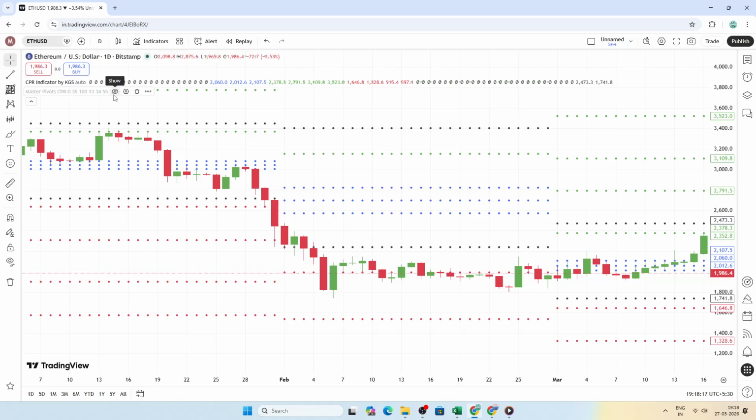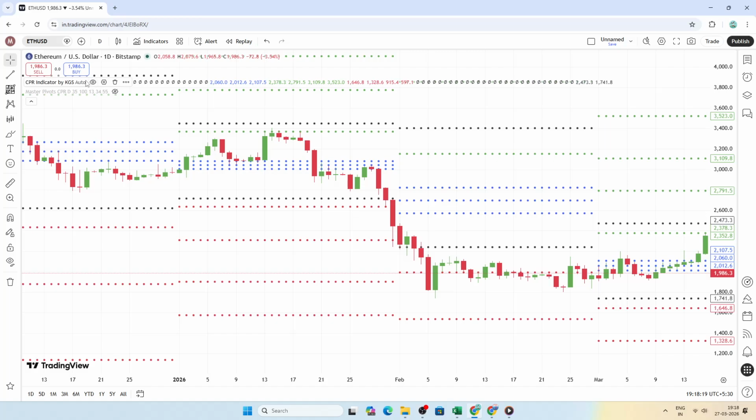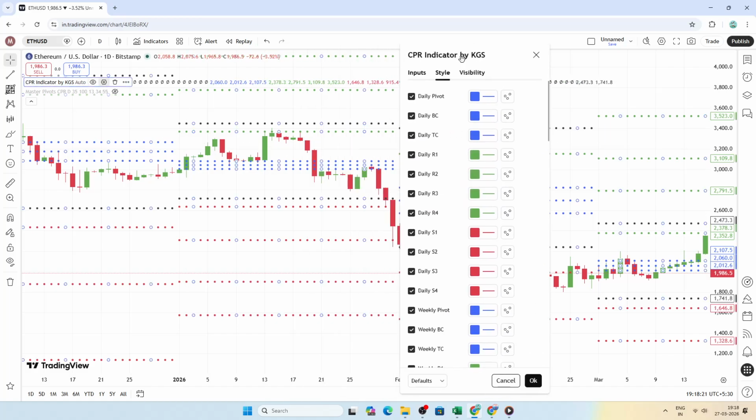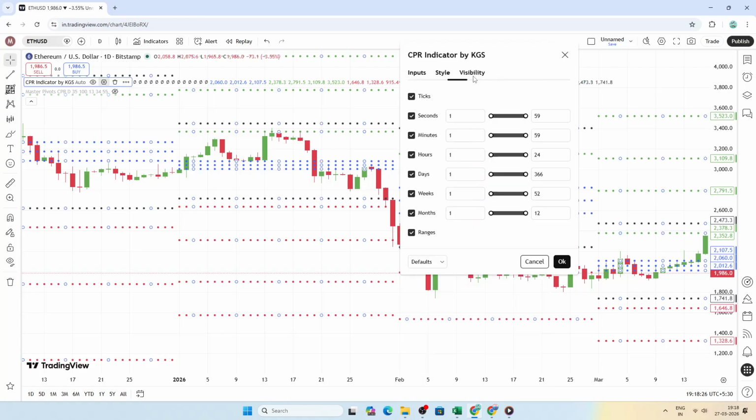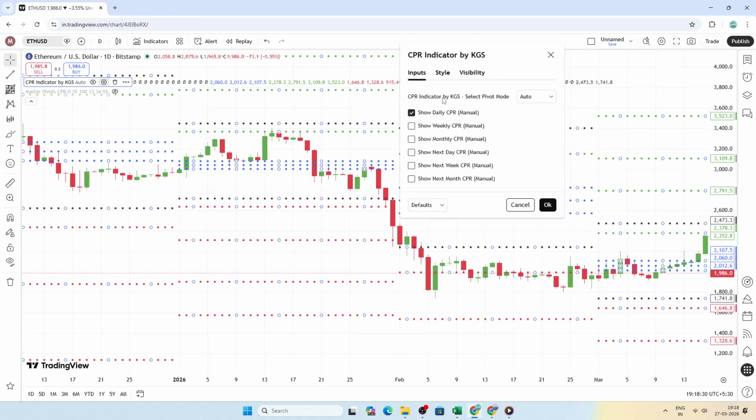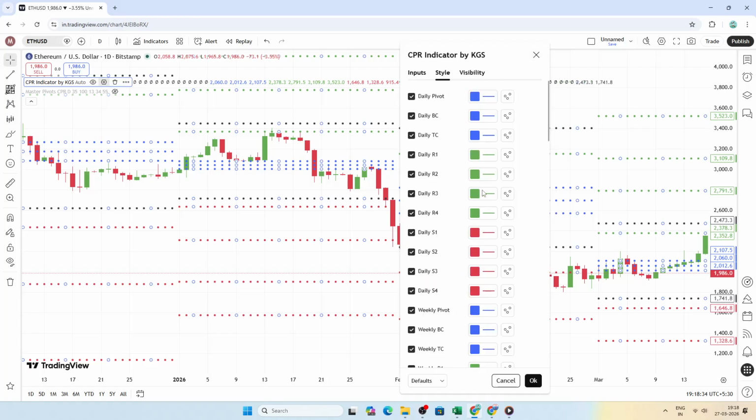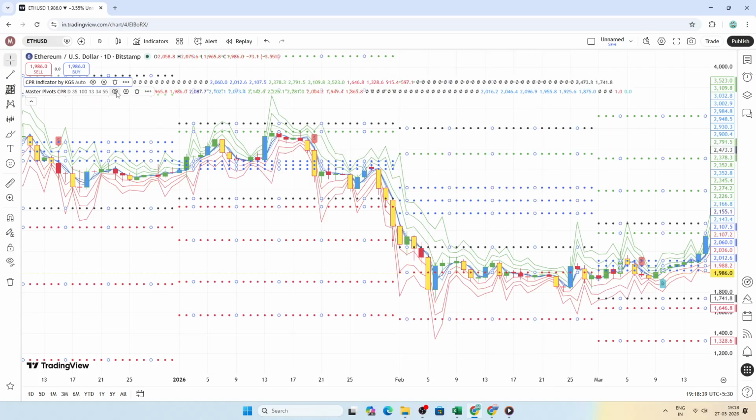After adding it, open the indicator settings to fine-tune the display. Here, you can adjust colors, line thickness, and visibility so the pivots stand out against your chart background. You can also choose the time frame basis: daily, weekly, or monthly, depending on whether you are day trading or taking a longer view.